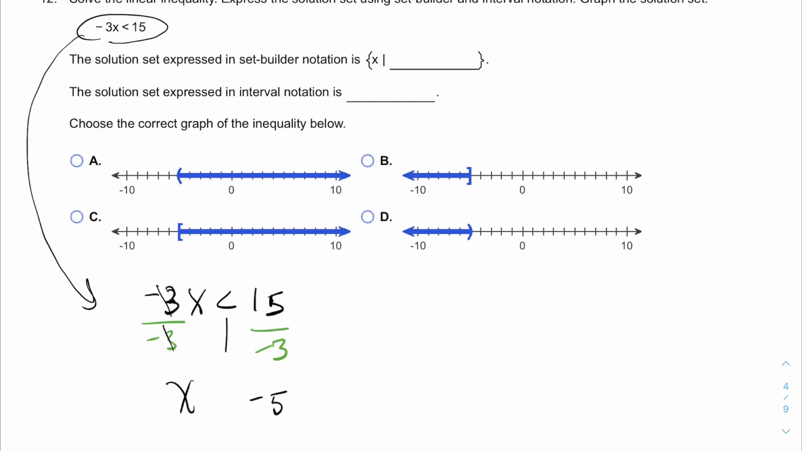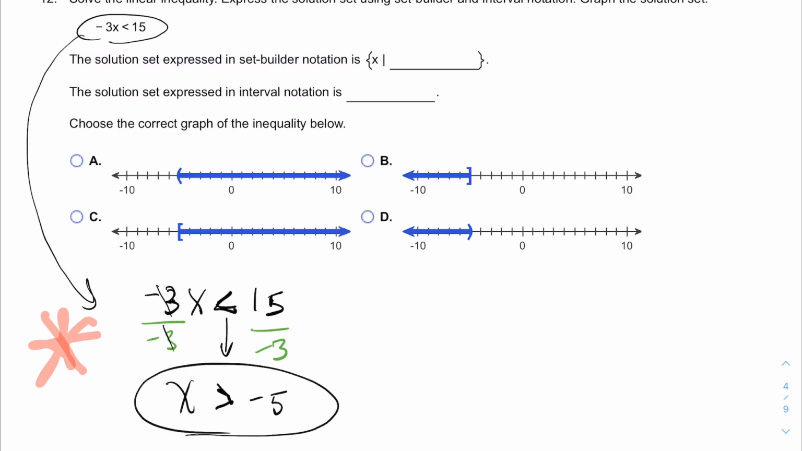And let me say big star, what should you be doing? We're dividing by a negative, so therefore we must reverse. Less than becomes greater than. So write this in set builder. The set of all x's such that x is greater than negative 5.